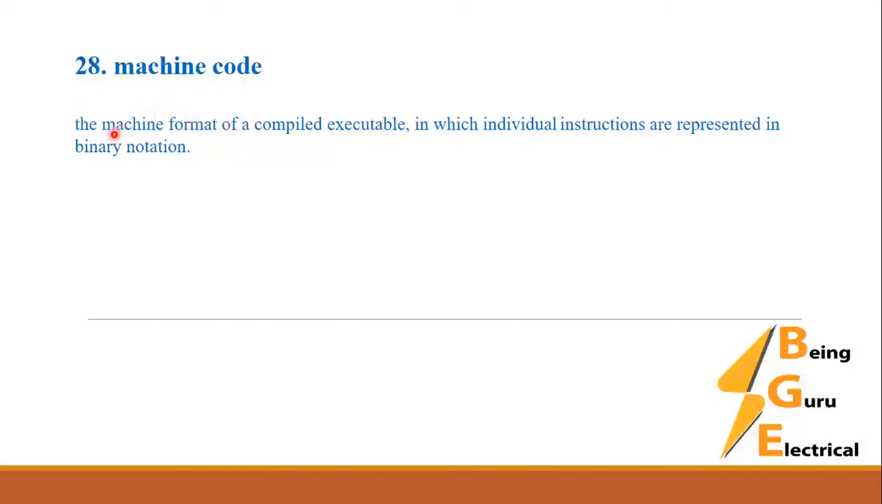Next we have machine code. Machine format of a compiled executable in which individual instructions are represented in binary notation. It's called machine code. So it is the machine format.